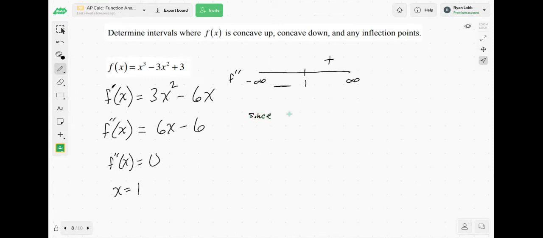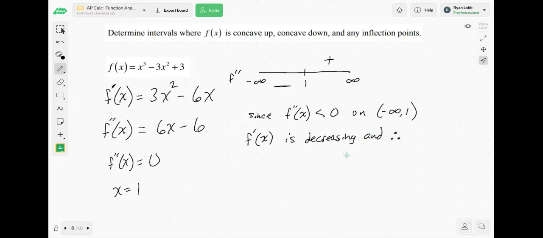since f double prime of x is less than 0 on negative infinity to 1, what does that mean? F prime of x is increasing, right? Oh, sorry, is decreasing. So f double prime being negative means f prime is decreasing, but what does f prime decreasing imply about f? F prime is decreasing, and therefore, that's the little quick way, right? Therefore, f of x is concave down.